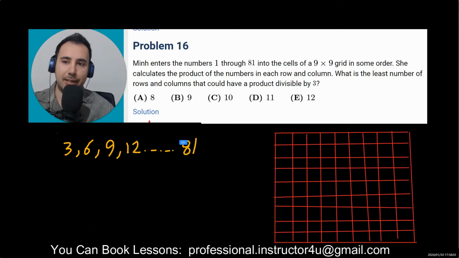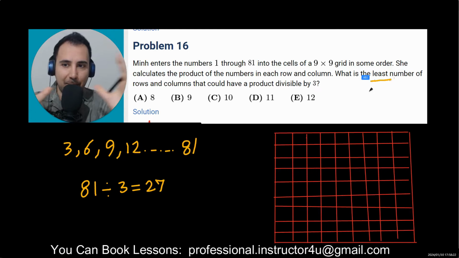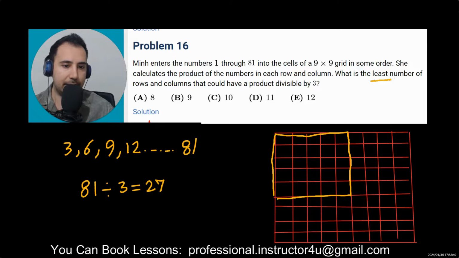So how many numbers are here? 3, 6, 9. All we have to do is divide by 3. So we have 27 numbers. Okay, good. Because here it says the least number, we want to put them as compact as possible. How is that possible? The way we do this is we select a 5 by 5 and put 25 of these numbers here.